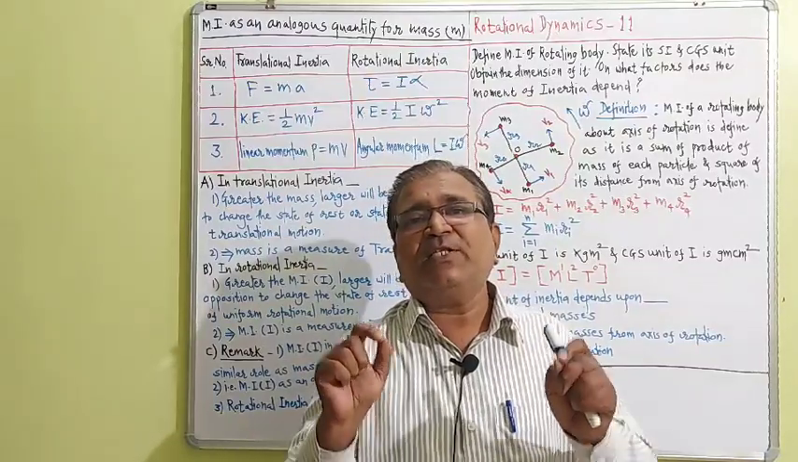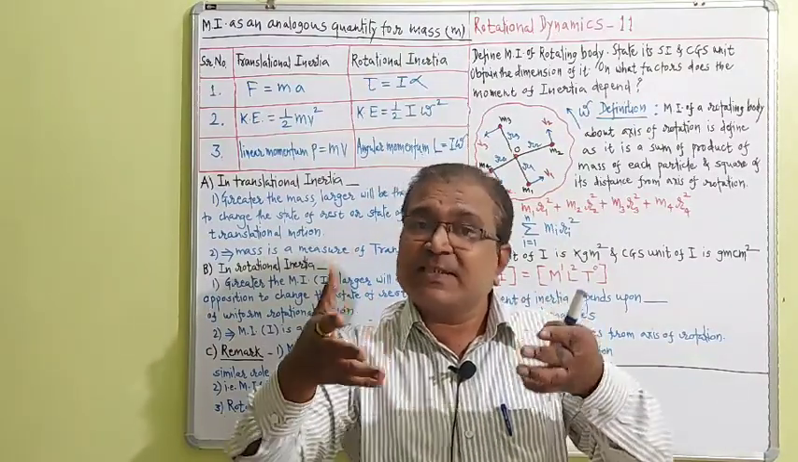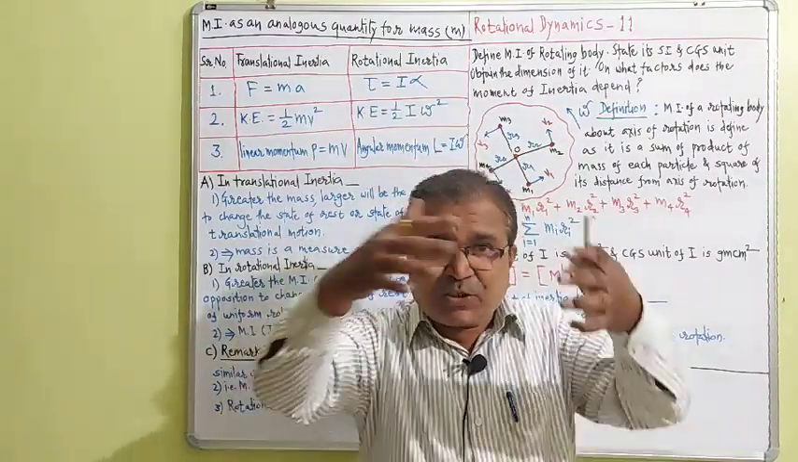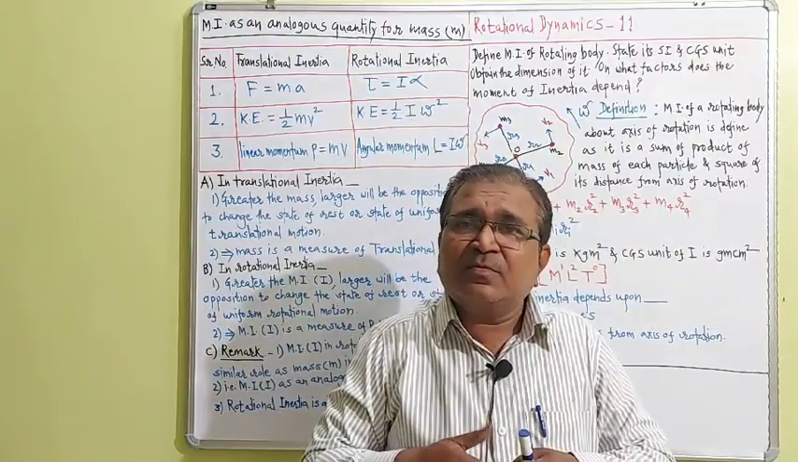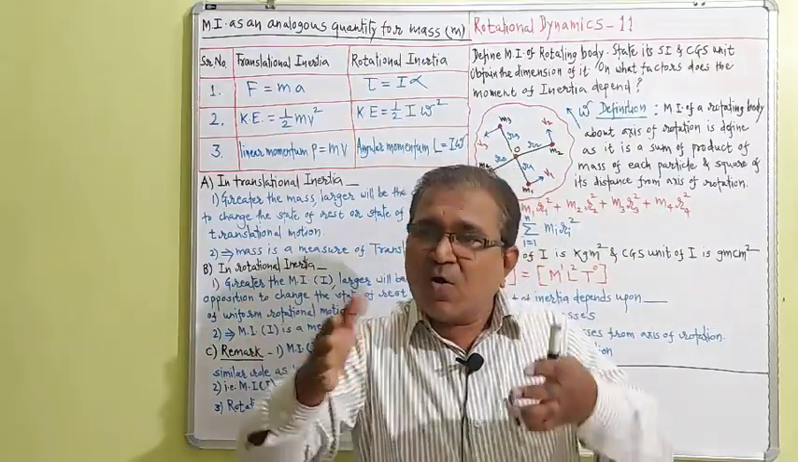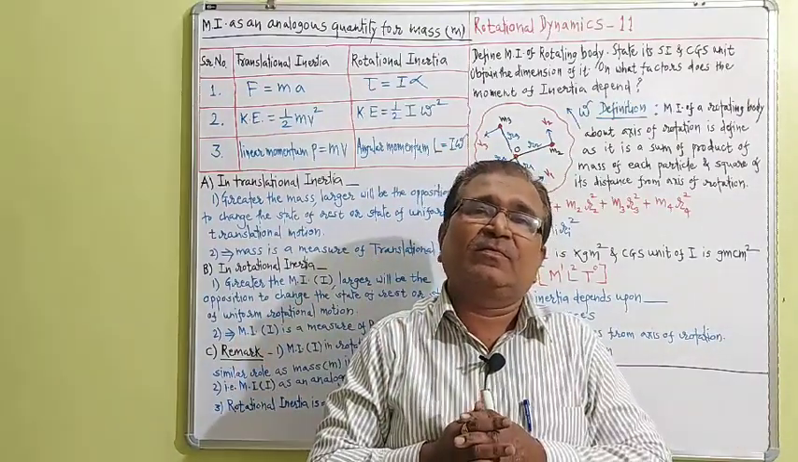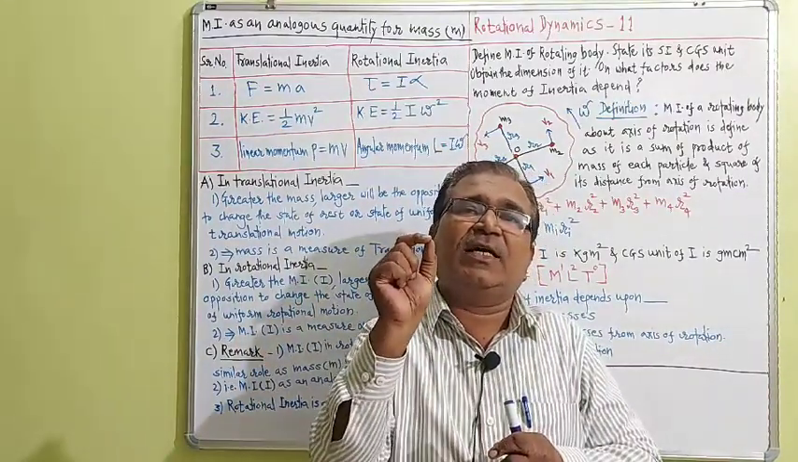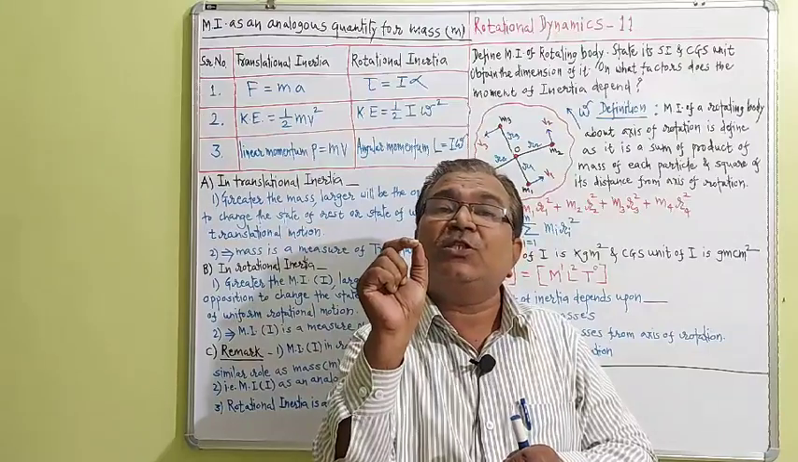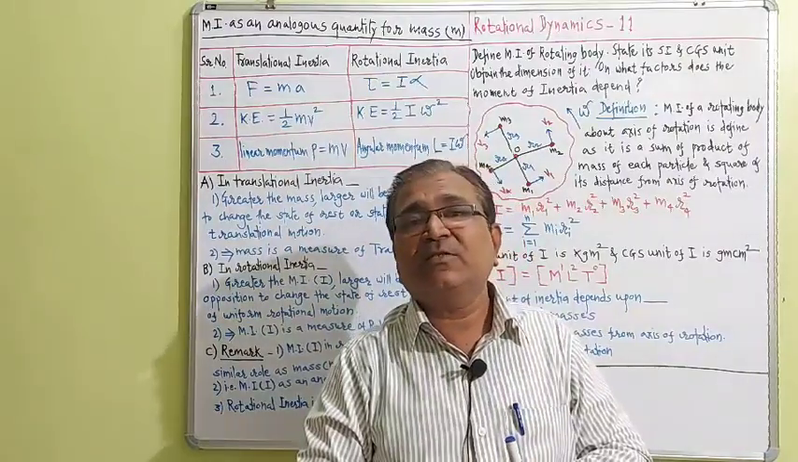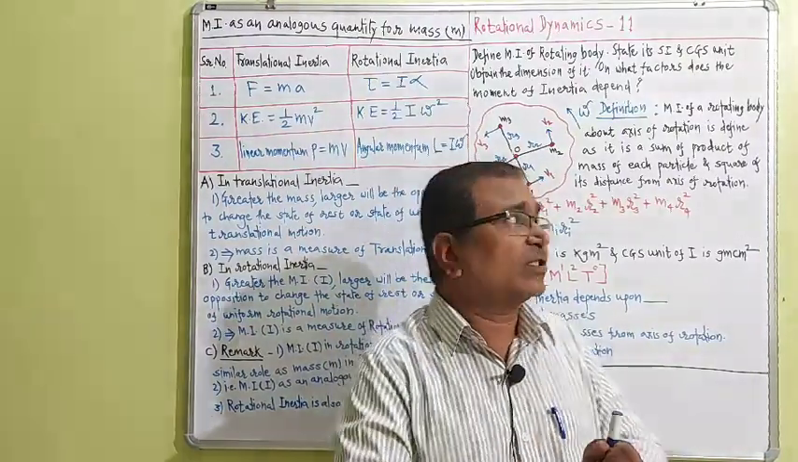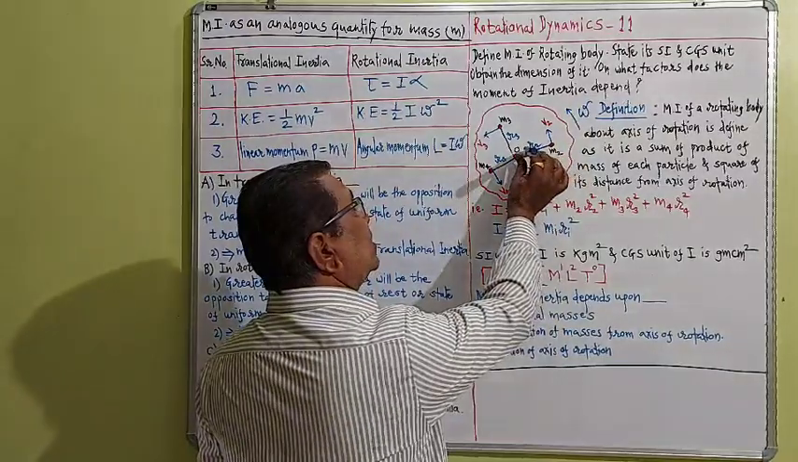So moment of inertia depends upon individual masses and distribution of those masses from the axis of rotation, how far the particles are from the axis of rotation. And another, third thing is the position of axis of rotation. What is the position of axis of rotation? Here the position of axis of rotation is like this.